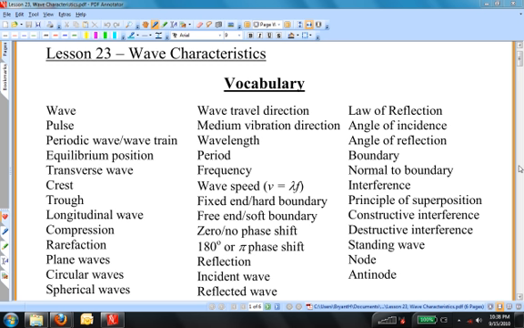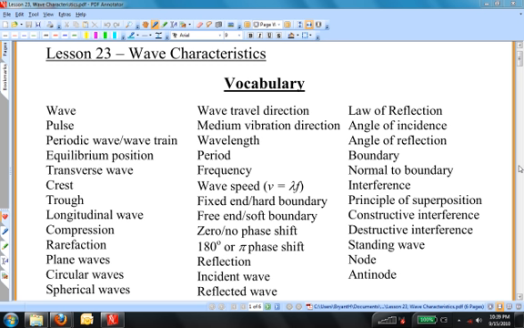And we'll label a reflection diagram, a ray diagram, showing the angles of incidence and angle of reflection. Then parts of that diagram will include the boundary and the normal to the boundary. Finally, we'll wrap this session up with a discussion of interference and the principle of superposition, which says that the amplitudes of the waves overlapping in space will add together. We'll discuss constructive and destructive interference, and then we will look at a special kind of superposition of incident and reflected waves called standing waves, and they have parts that are known as nodes and antinodes.